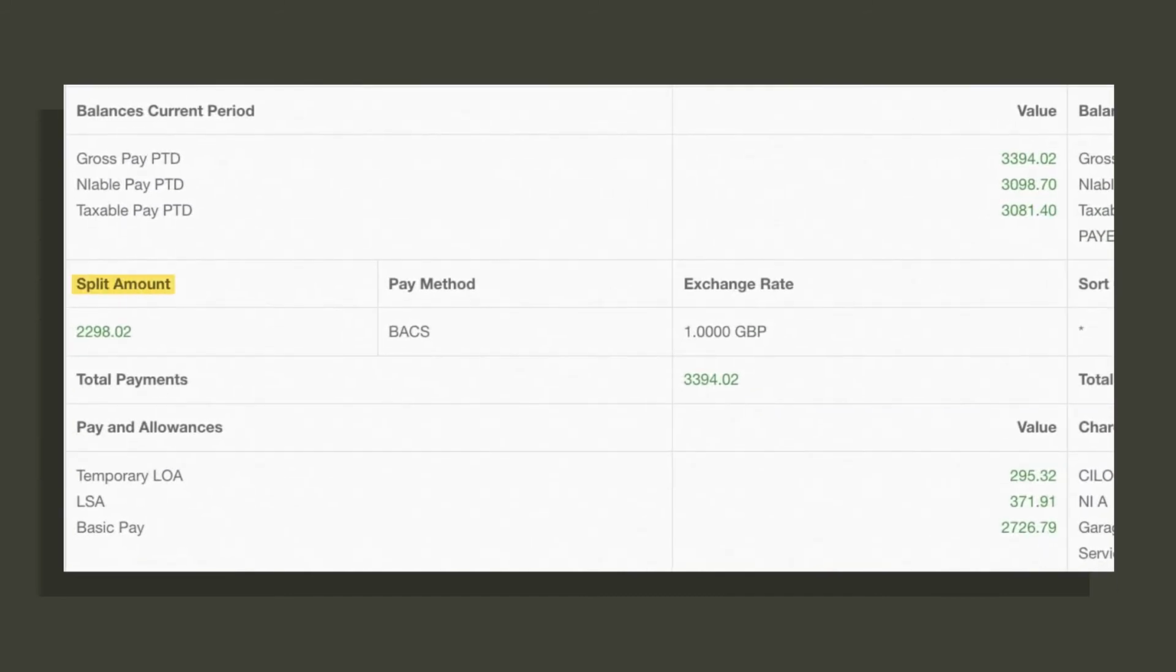Split amount is how much you have asked for your pay to be split across more than one bank account. All my net pay goes into one account, which is why there is only one number. But you can have up to 4 different accounts if you want. Pay method shows the way in which the payment is made. This will probably say BACS, which stands for Bank Automated Clearing System, which just means the pay goes straight into your bank account. Next to that is the exchange rate. As my money is paid into a UK bank account, the exchange rate is £1. But if you split your wage and part of it goes into an international account, then the exchange rate for that currency would show up here.